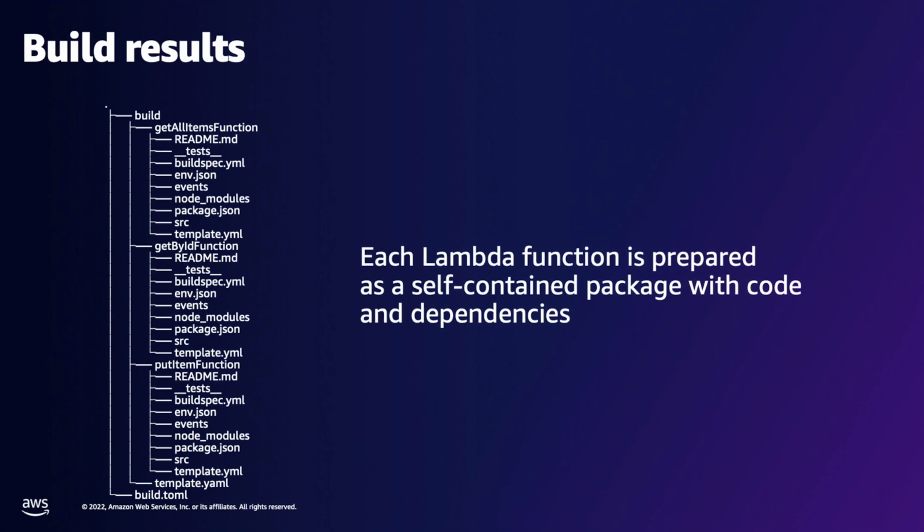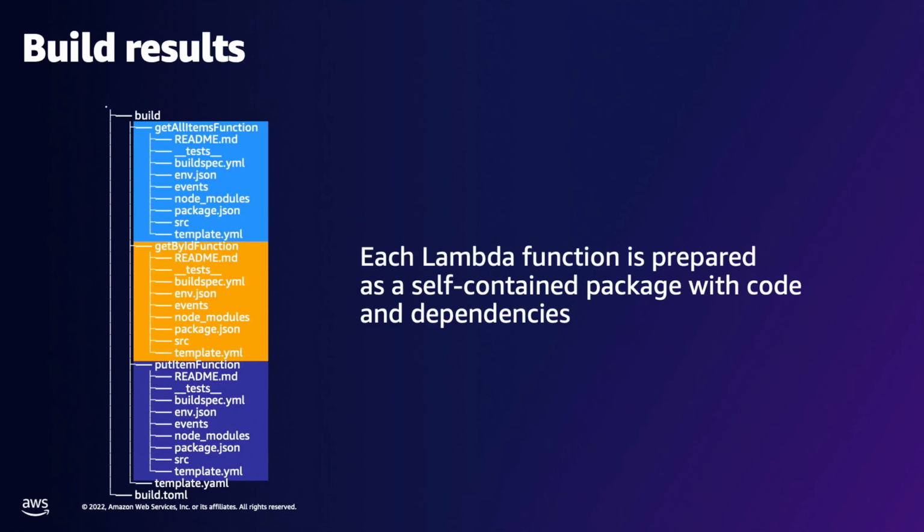So when you run SAM build, it creates a separate folder, and it isolates each of your functions into their own build. So you get a really nice output. And each Lambda function is prepared with a self-contained package with all of its dependencies.